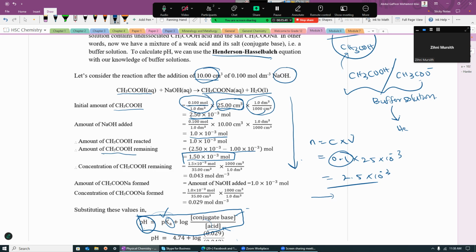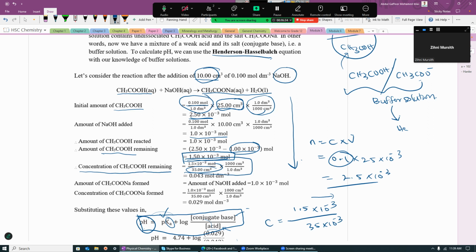Now for the pH, only the remaining amount of CH3COOH will contribute, right? So we have to find the concentration of CH3COOH. This amount has been consumed by the NaOH, only this is remaining, but the volume is 35. Why? Because we already had 25 milliliter of CH3COOH and additionally we have added 10 milliliter of NaOH, so the net volume of the solution is 35. So 1.5 into 10 power minus 3 divided by 35 into 10 power minus 3. They have written it in a different way, right? So C is equal to this, the concentration of acetic acid.